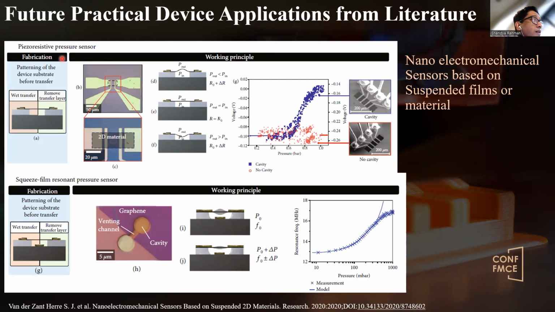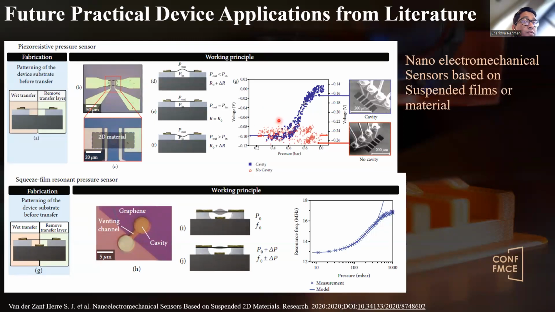For instance, we have something called a pressure sensor. As we can see in this particular work, the authors have fabricated this kind of metal bars using electron beam lithography, and they were able to transfer this particular 2D material and so forth. Based on the pressure being applied on the interfaces, they were able to convert this pressure to a voltage, which eventually works as a pressure sensor.